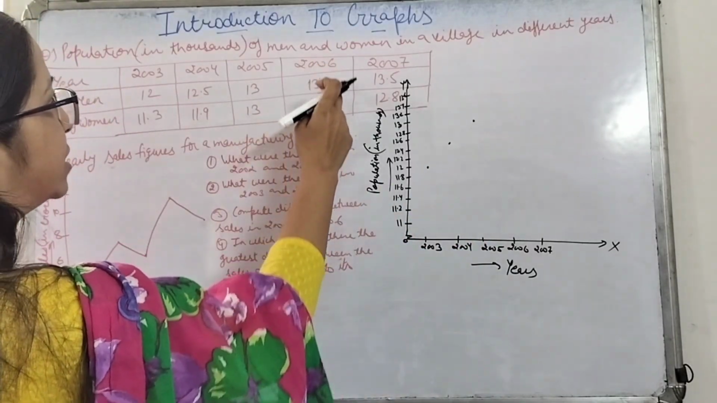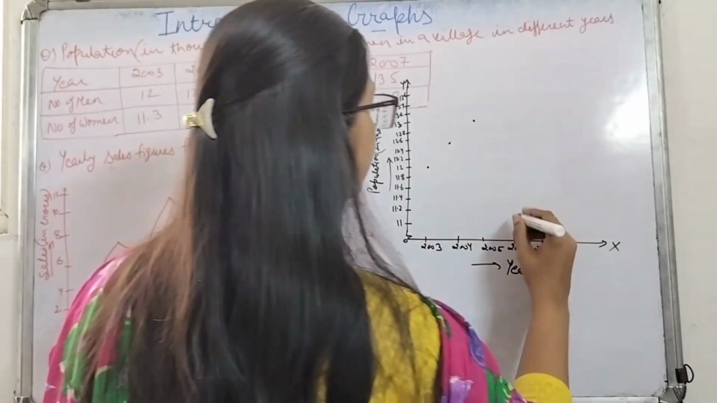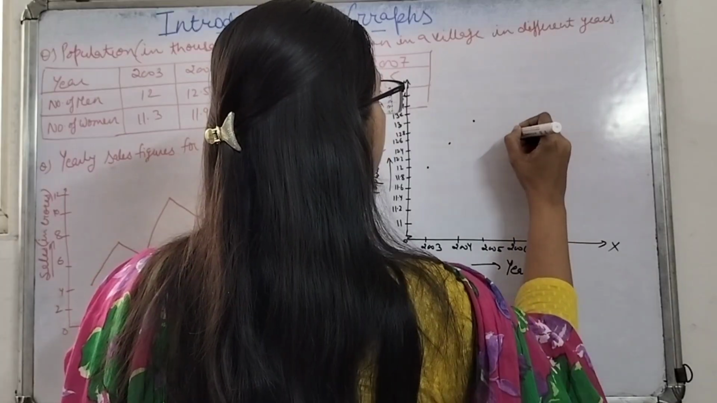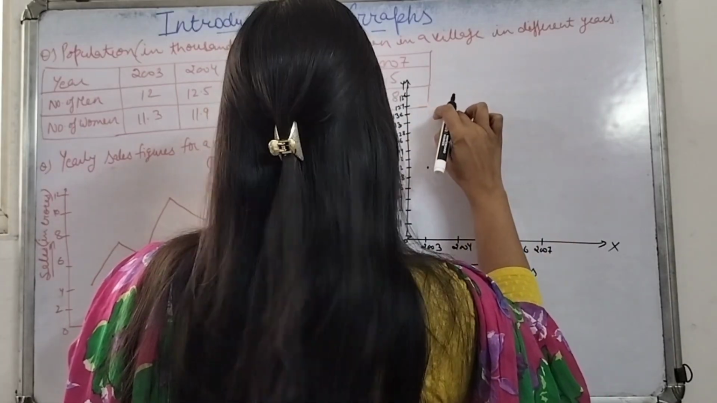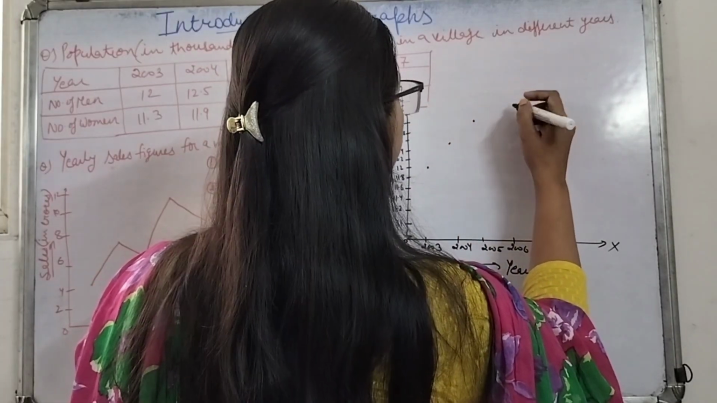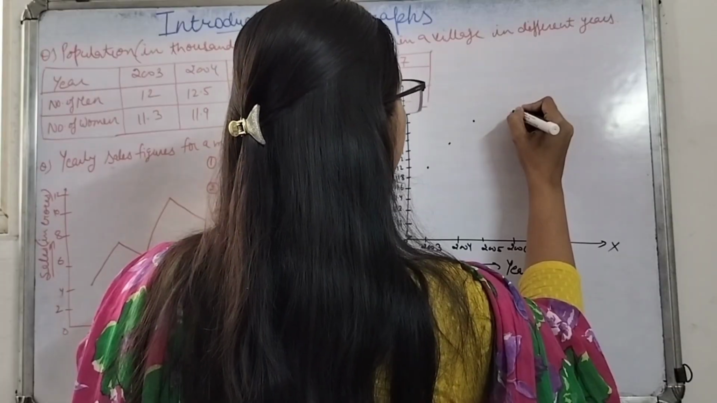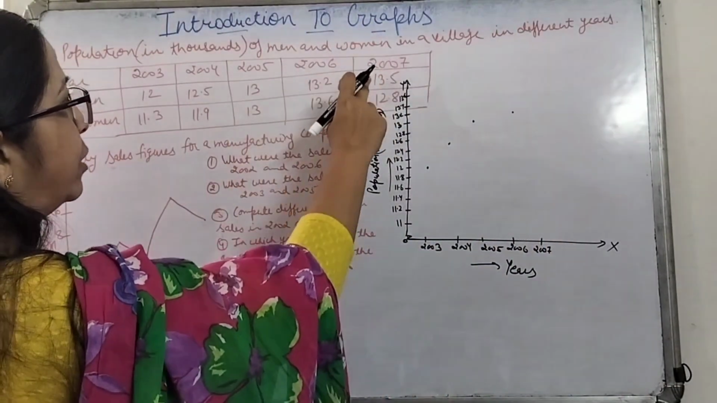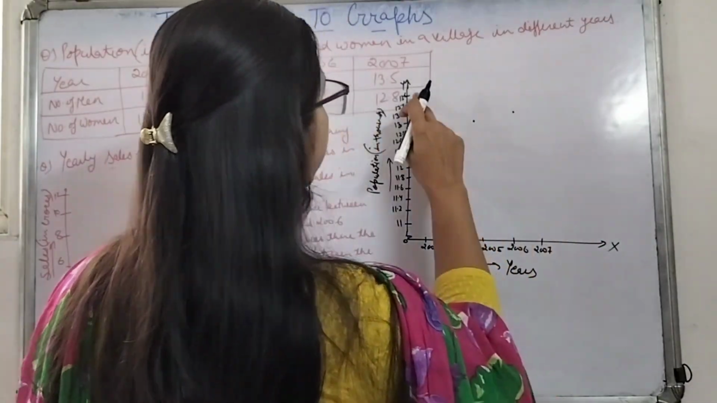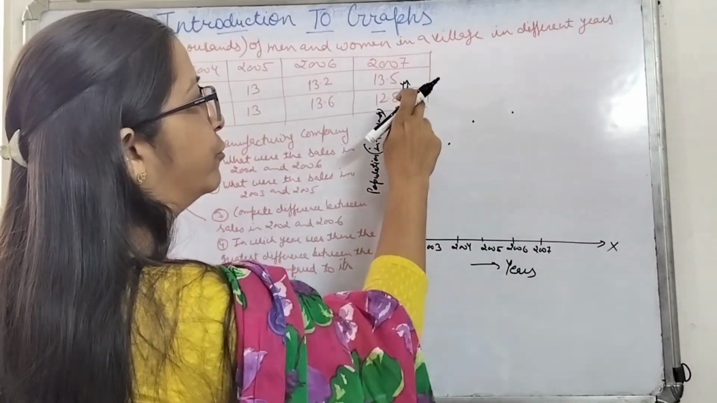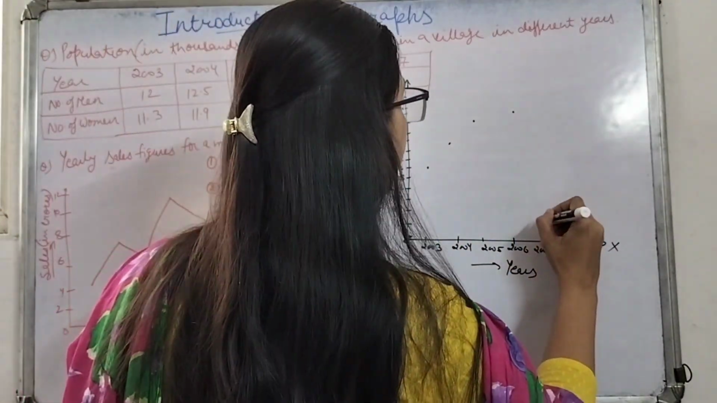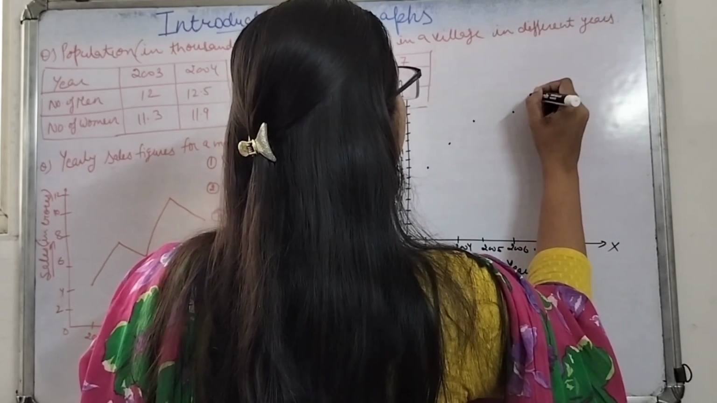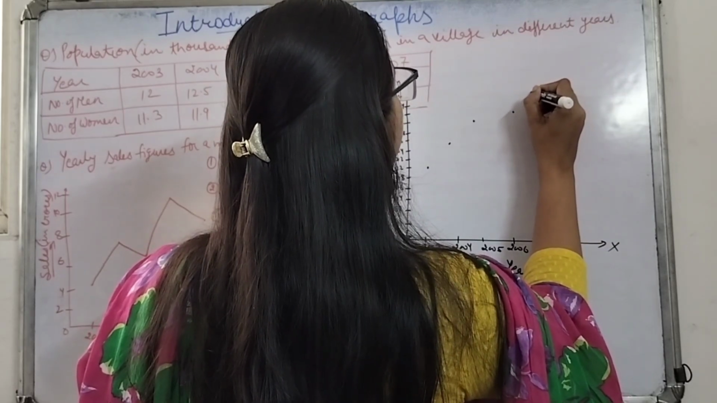In the year 2006, the number of men is 13.2 thousand. So for 2006 we will move upward. This is the demarcation for 13.2. In the year 2007, it is 13.5. So 13.5 will lie between 13.4 and 13.6, so we will take it like this. 13.5 will be here.